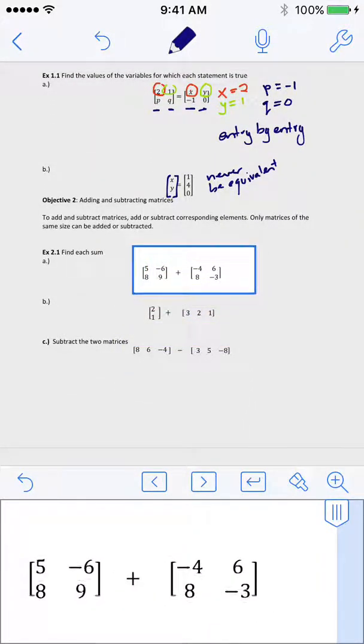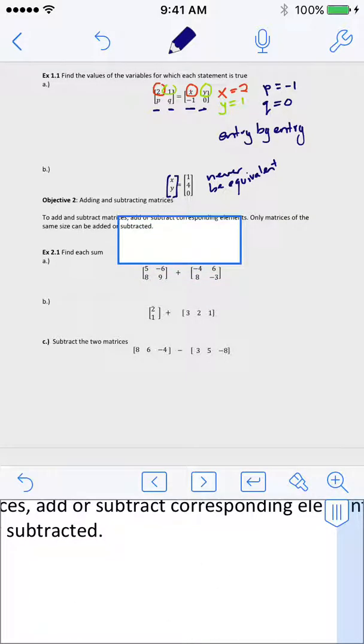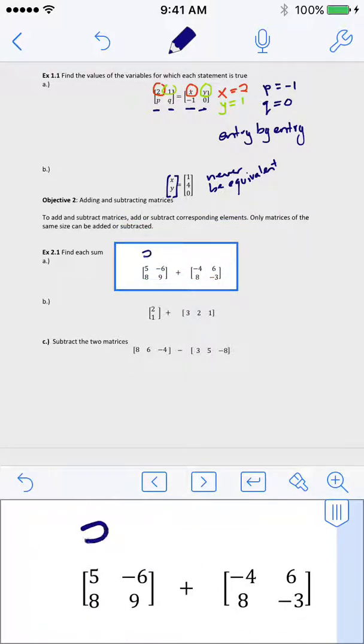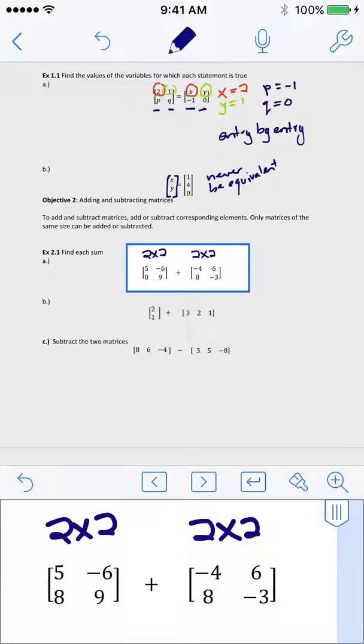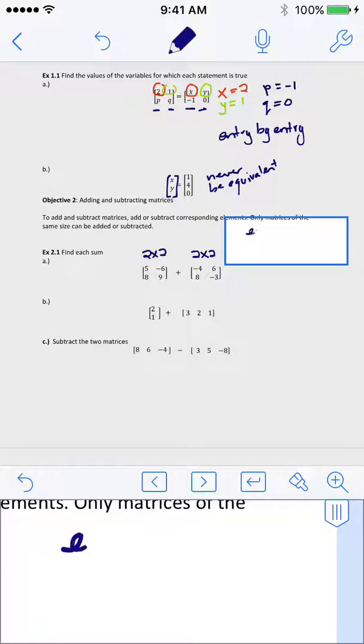What do you think in this first one? Can we add these two matrices? Are they the exact same size? They are indeed, right? They're both 2 by 2s, 2 rows. We would write that 2 by 2 plus a 2 by 2. And as long as they have the same rows and columns, then we can add them entry by entry. Everything with matrices is always done entry by entry.